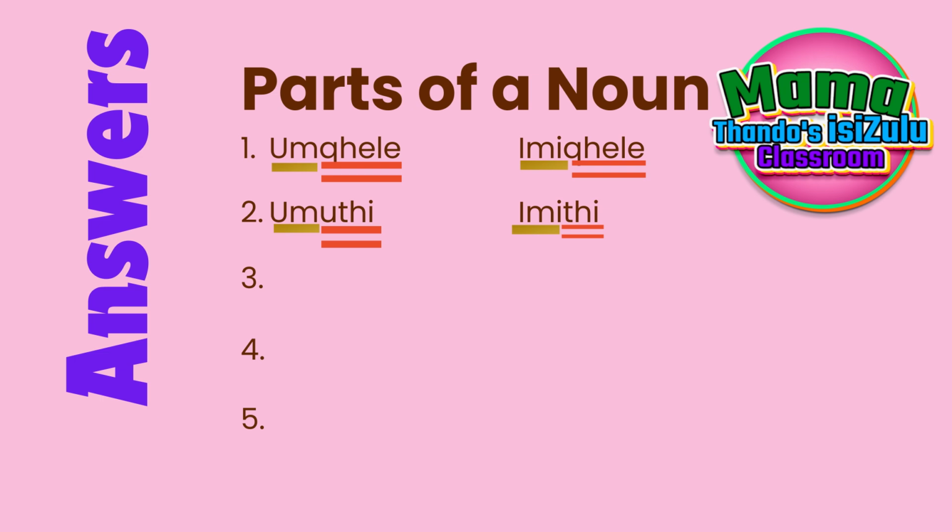Number 2, umuthi, a plant, a medicine. It's not a person, so the plural will be imithi. The prefix isiqalo for umuthi is umu. Isiqu, the root, is thi. The plural isiqalo is imi, and isiqu is thi.